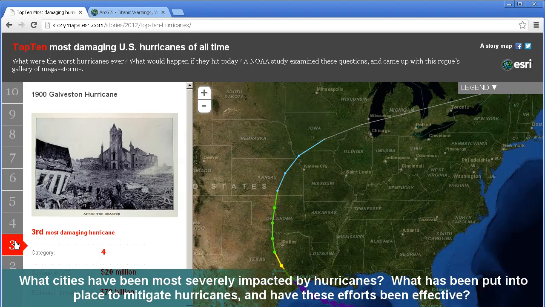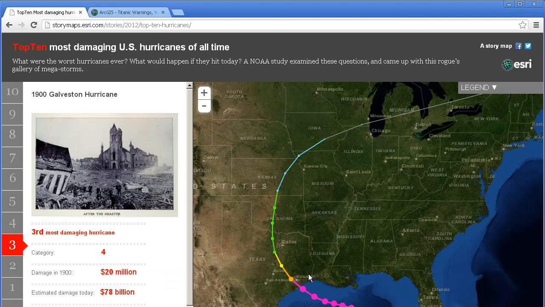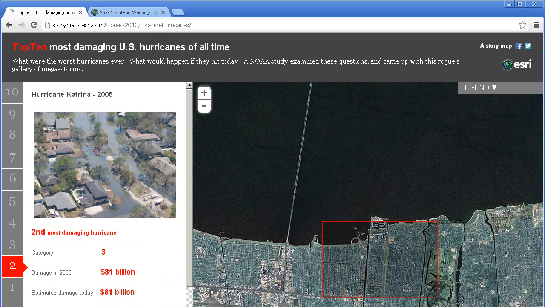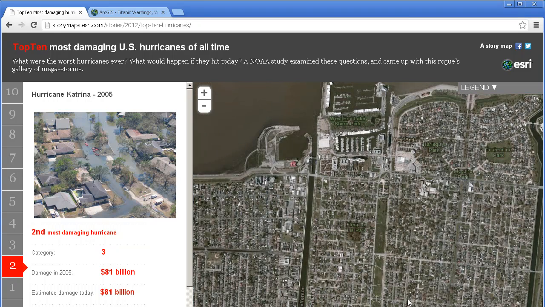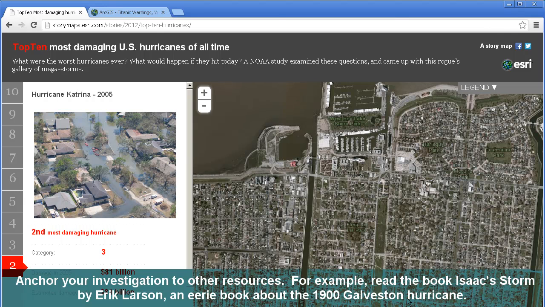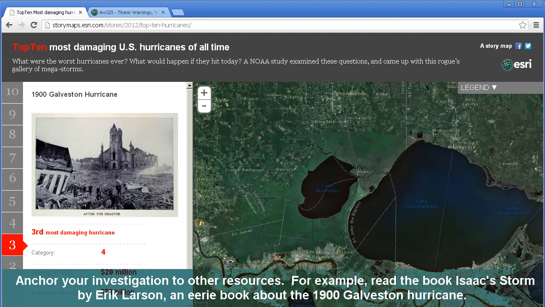What has been put into place to mitigate hurricanes, such as seawalls, early warning systems, and so on, and have these efforts been effective? Anchor your investigation to other resources. For example, read the book Isaac's Storm by Erik Larson, an eerie book about the 1900 Galveston hurricane.